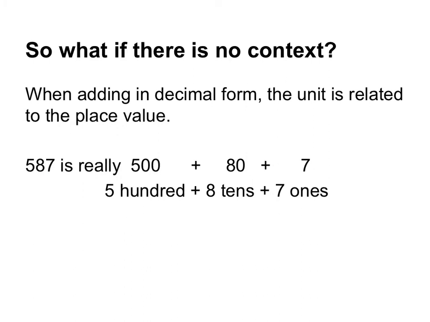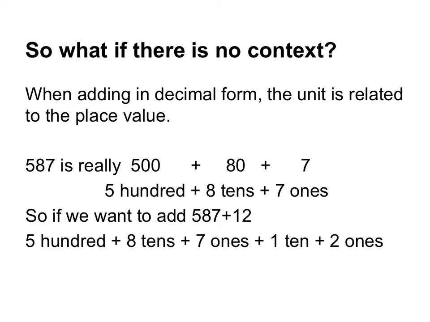So 5 hundreds, 8 tens, 7 ones. So now I have my units written out. So let's say I want to add this to 12. Well, let's break 12 up just like we did the 587. So I have 5 hundreds, 8 tens, 7 ones, and then my 12 became 1 ten and 2 ones. So now, thinking about the unit, I can start to group them together.